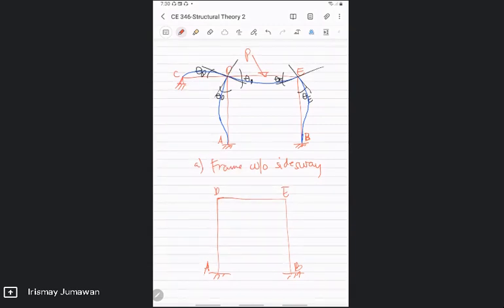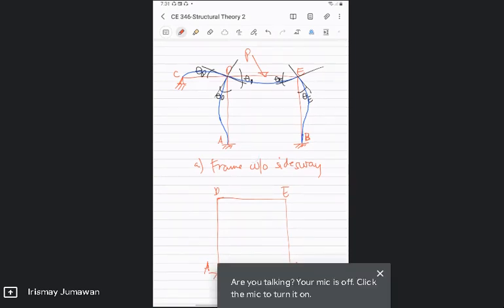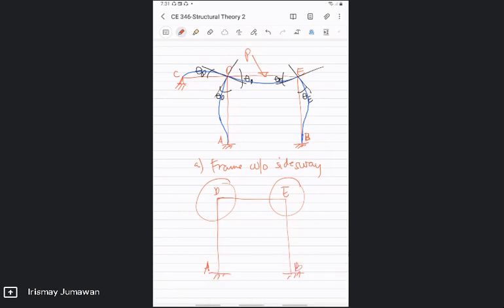And the support A, since it is fixed, it cannot neither rotate nor translate. Yet, your B and E can translate. Joint D can translate, and joint E can translate and rotate.